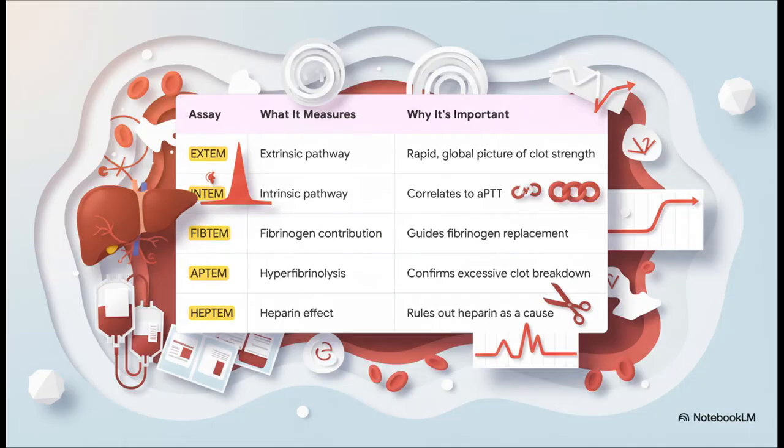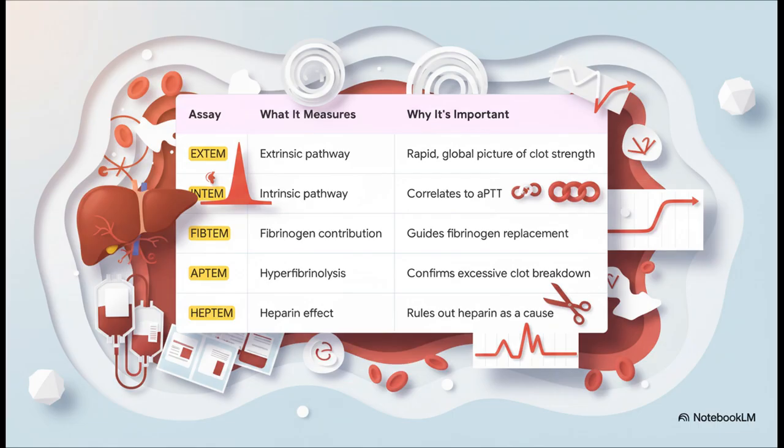Okay, this slide, this is the absolute heart of ROTEM interpretation. Each one of these assays gives us a unique piece of the puzzle. So EXTEM is our quick overall look at clot formation activated through the extrinsic pathway, kind of like a PT. INTEM looks at the intrinsic pathway, like an aPTT. But the real power of the system comes from the other assays.